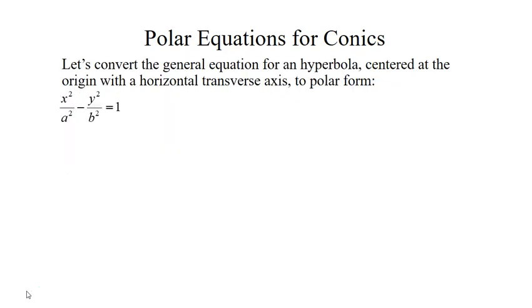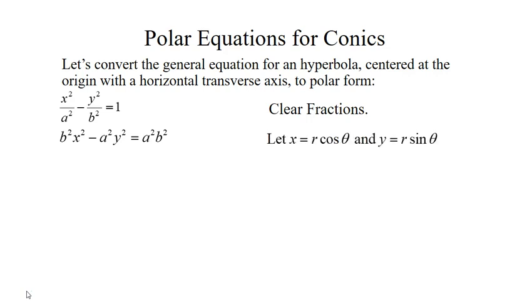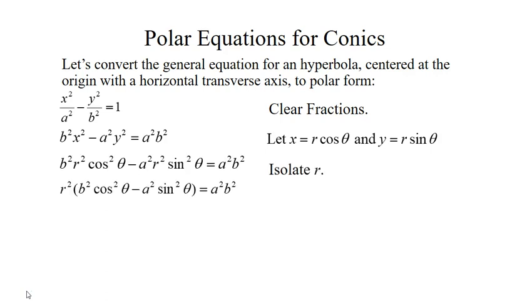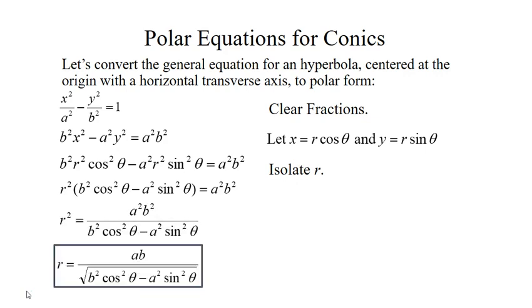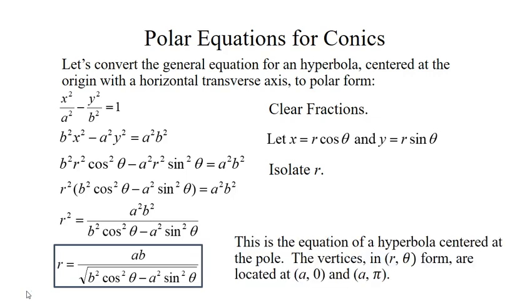All right, let's look at a hyperbola centered at the origin with a horizontal transverse axis. So again, we're going to clear all our fractions and then replace x with r cosine theta and y with r sine theta. And then we're going to factor out our r squared, trying to isolate r, and then divide and square root. So we end up with a similar equation, we just have the minus sign there to indicate that it's a hyperbola. So the vertices will be at (a, 0) and (a, pi).